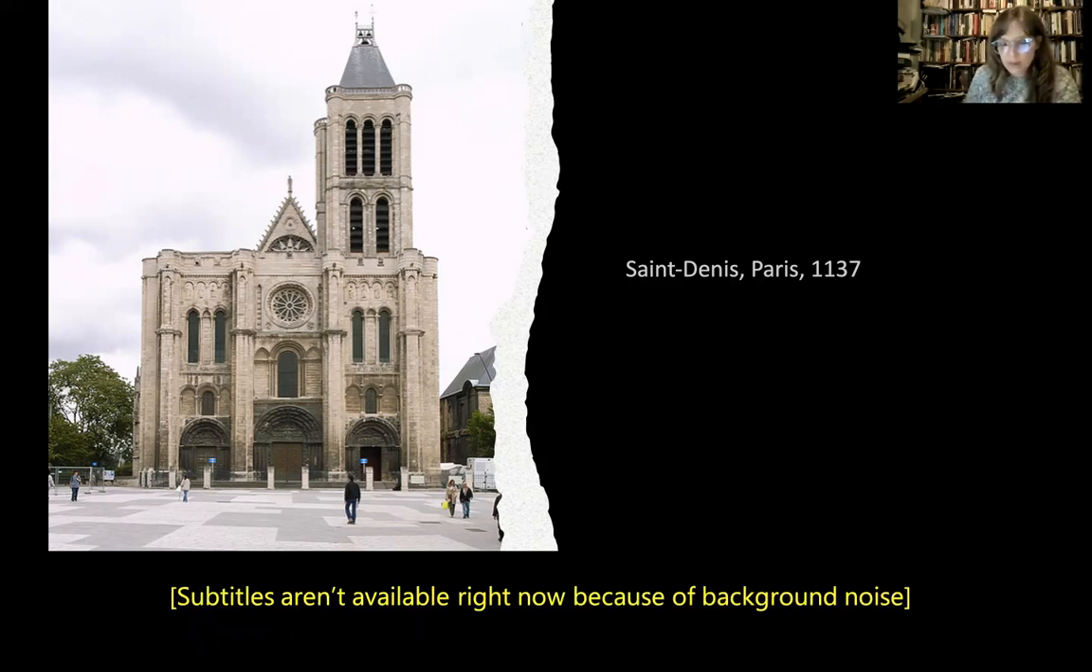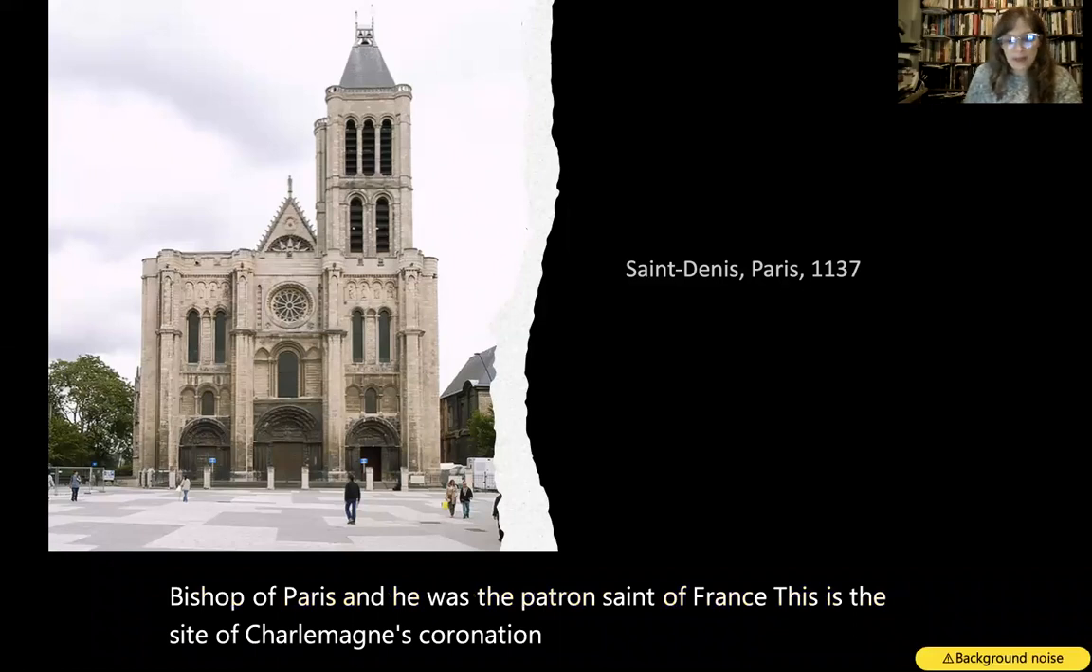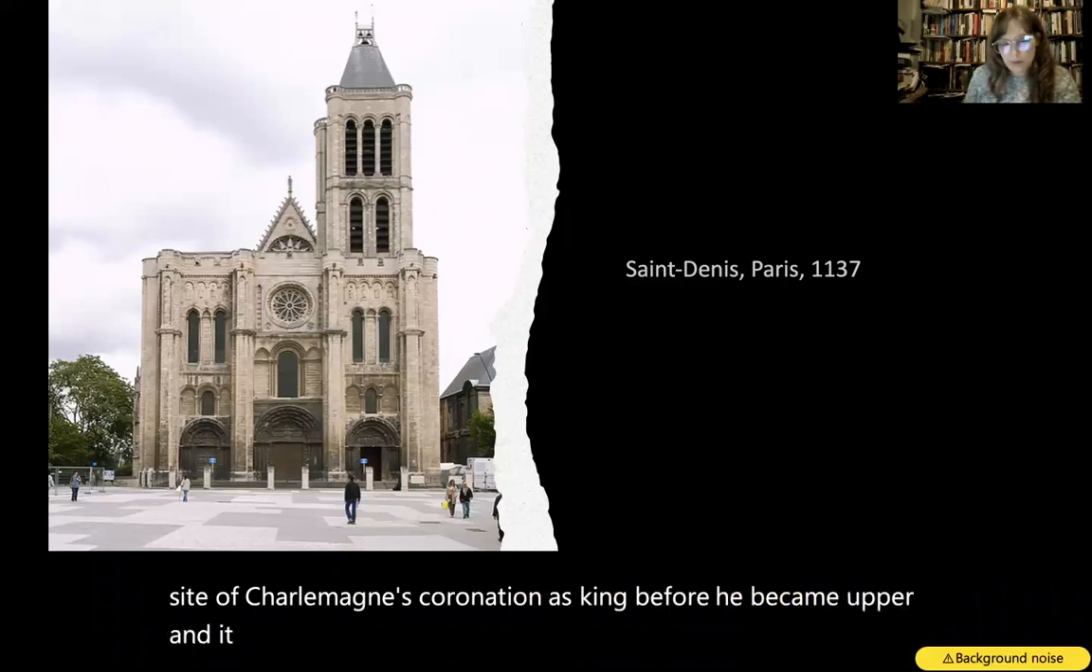It was a royal burial place, and it was a special place for medieval French identity because Saint-Denis was the first bishop of Paris, and he was the patron saint of France. This is the site of Charlemagne's coronation as king before he became emperor. And it was also a royal burial place, like I said.